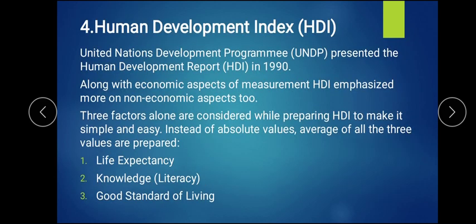Then comes the fourth one, the Human Development Index, HDI. It was presented by UNDP, the United Nations Development Programme, in 1990, and it focuses more on non-economic aspects also. Again, three factors are taken here: life expectancy, that is the average life expectancy; knowledge, that is literacy; and third, a good standard of living. So there is only one point of change from PQLI to HDI, which makes a difference.